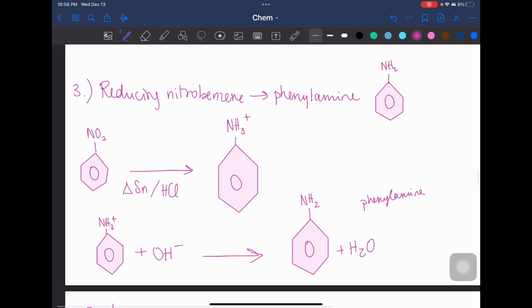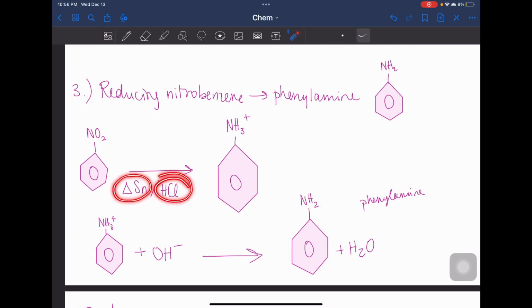So, recap again. We're going to start off with some tin and hydrochloric acid. And then we're going to get phenylammonium ions. But we don't want the ions. We don't want an extra H, which is why we're going to take that away with our hydroxide. And we're going to produce phenylamine and water as a result. Yeah, that's basically it for benzene.